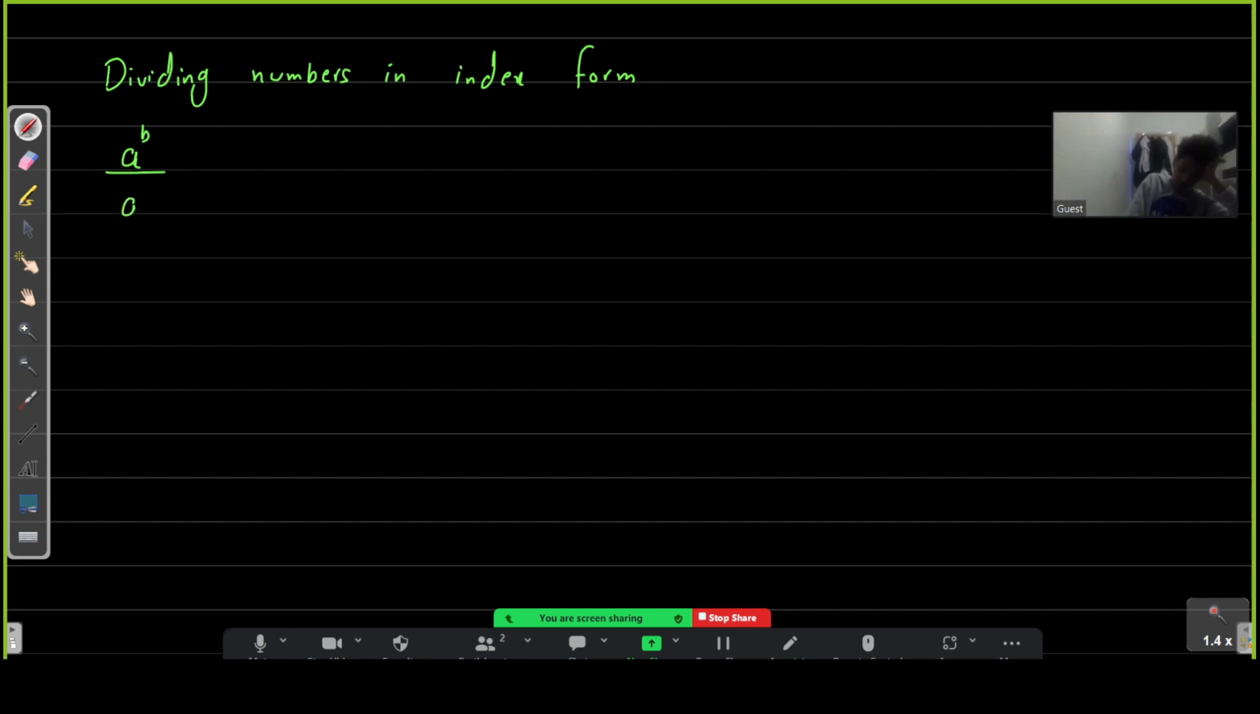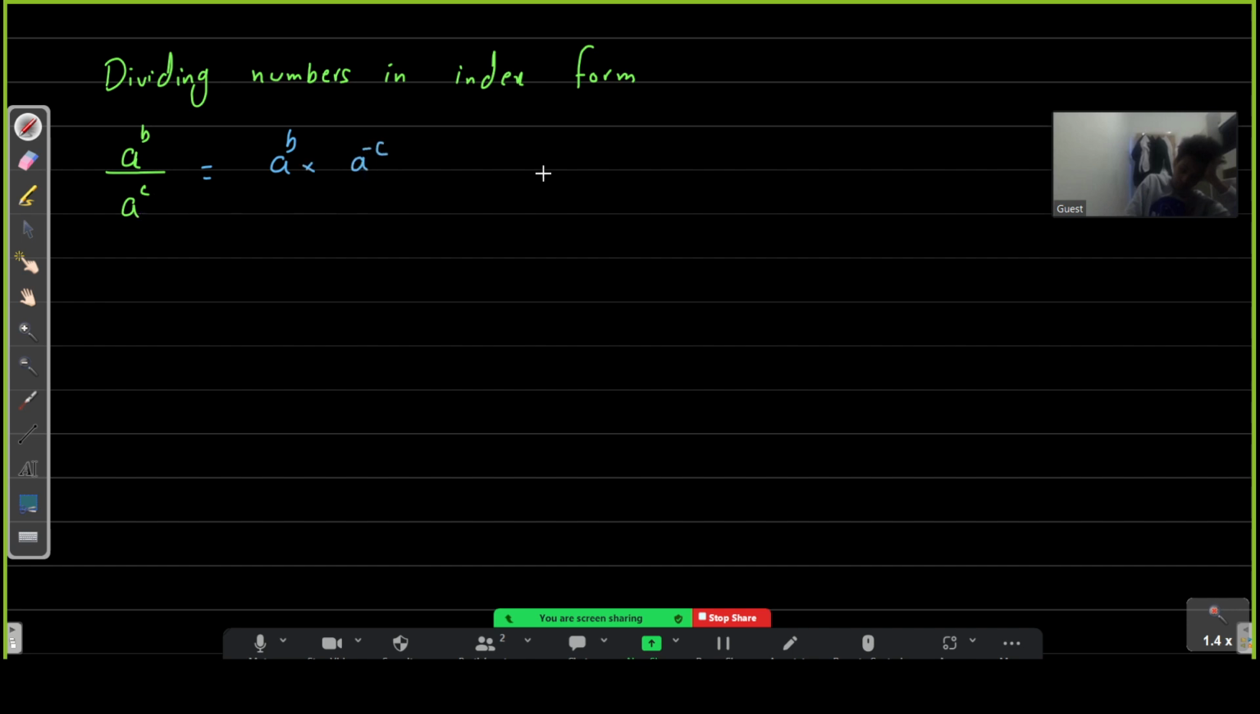Dividing numbers in index form. a power b is dividing by a power c. So the bases are the same. When we have the denominator having some power, if we take it to the numerator, the power will become negative. We can write down here a power b multiplied by a power minus c.